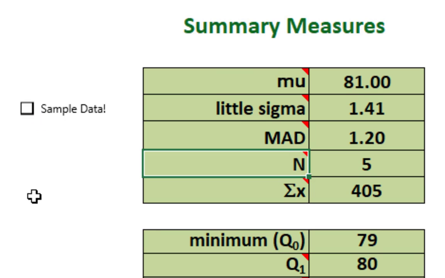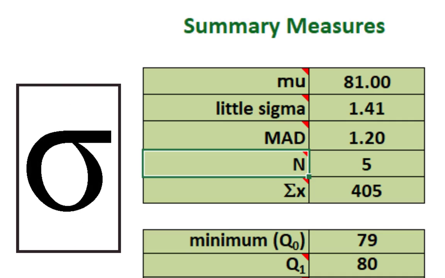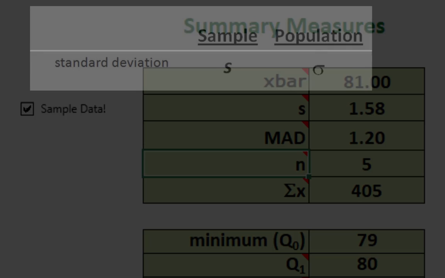Now, the big one that I want to chat about right now is the standard deviation box. I called it little sigma, and I really wish I could figure out how to put the symbol for little sigma in here. It looks like this. That's the population standard deviation, or the sample standard deviation is referred to as little s.